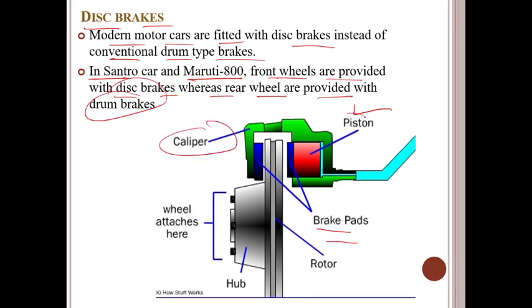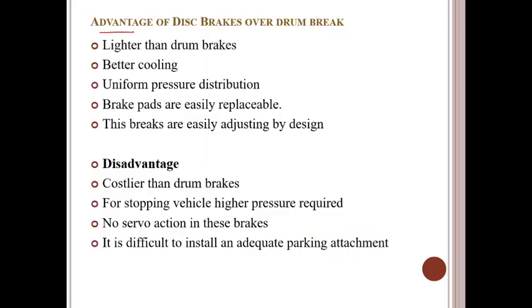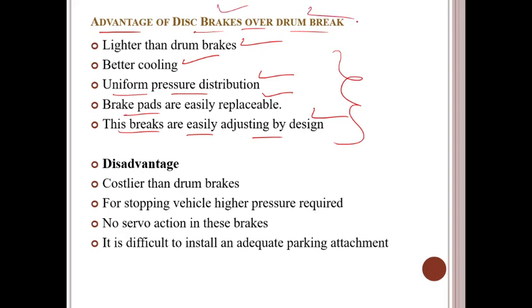This is the caliper, this is the piston, these are the brake pads, this is the rotor, this is the hub, and this is where the wheel is attached. So we know the operation of how the disc brakes are operated. What are the advantages of disc brakes over drum brakes? They are lighter than drum brakes, with better cooling, uniform pressure distribution, easily replaceable brake pads, and they are easily adjusted by design. So these are the various advantages of disc brakes over drum brakes.